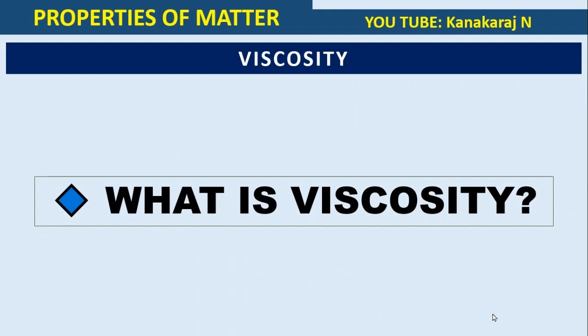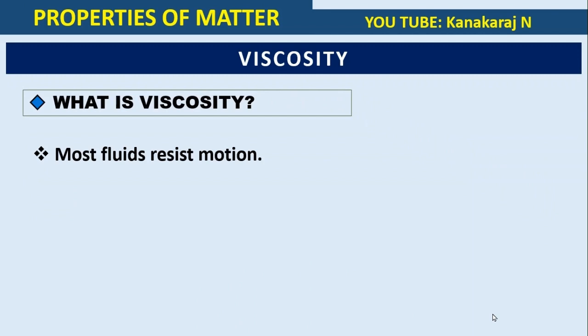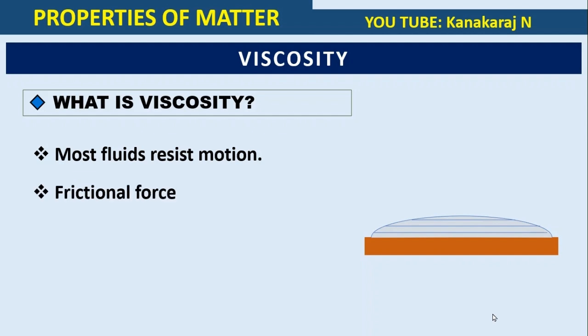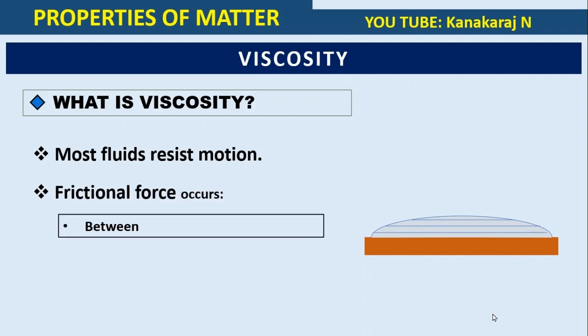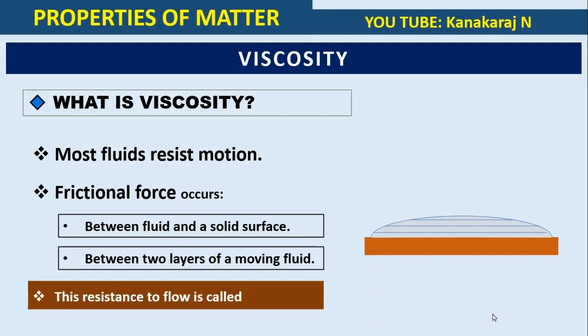What is viscosity? Most fluids resist motion. Here you have a solid surface, a drop of liquid is placed on it, the drop is cut into different layers. Frictional forces occur between fluids and a solid surface, and between two layers of a moving fluid. This resistance to flow is called viscosity.